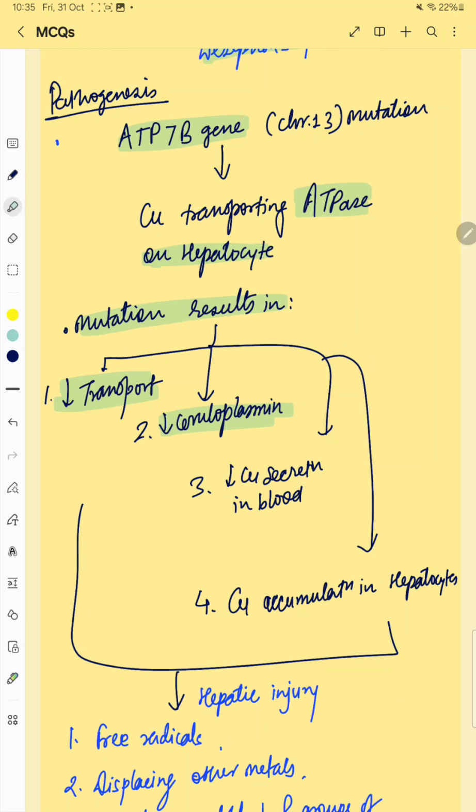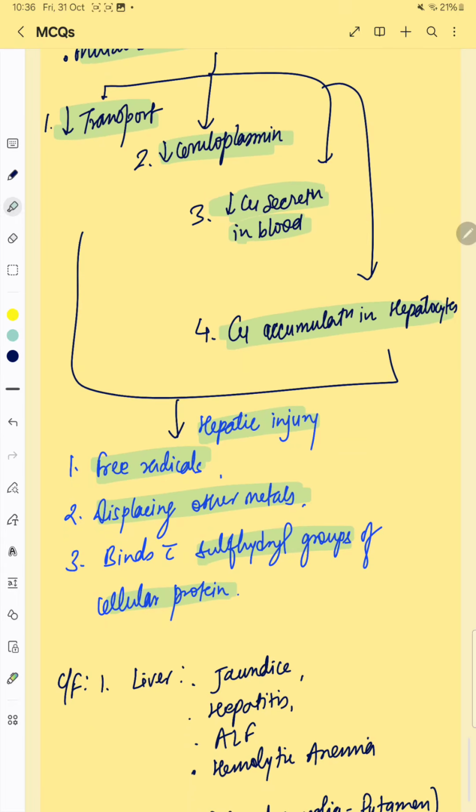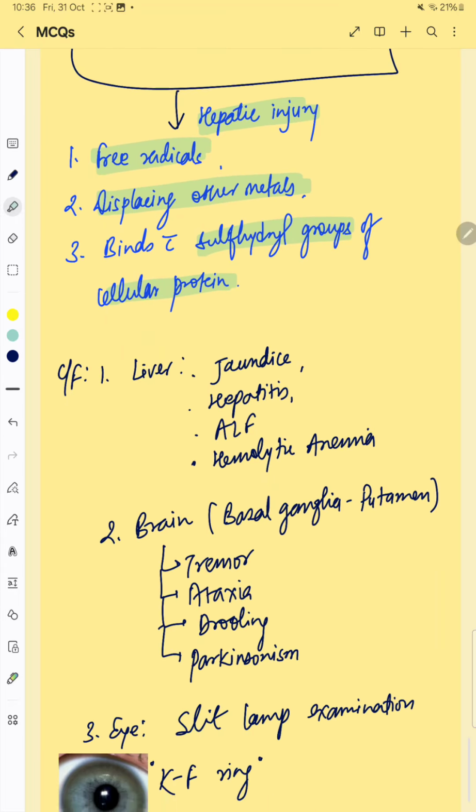Decreased copper secretion in the blood, as no copper comes out from the hepatocyte, results in accumulation of copper in the hepatocyte. All these result in hepatic injury via free radicals, displacing other metals as the copper accumulates inside the cell, and binding of copper with the sulfhydryl group of cellular proteins ultimately results in hepatic cell injury.